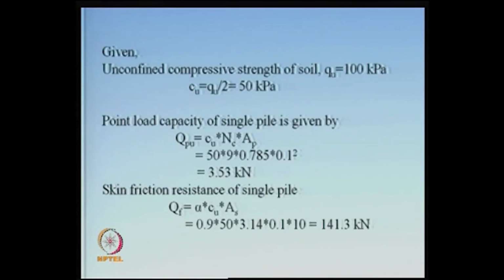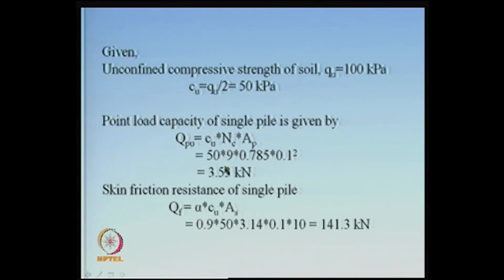What we do is that we try to calculate its first thing, a single pile skin resistance. So, the shear strength is 100. So, you want the unconfined compressive strength. So, Cu will be half of the shear strength, so 50 kPa. So, point load capacity of the single pile is nothing but Cu into Nc into Ap.